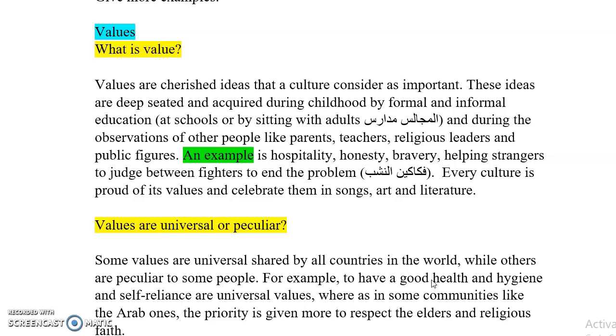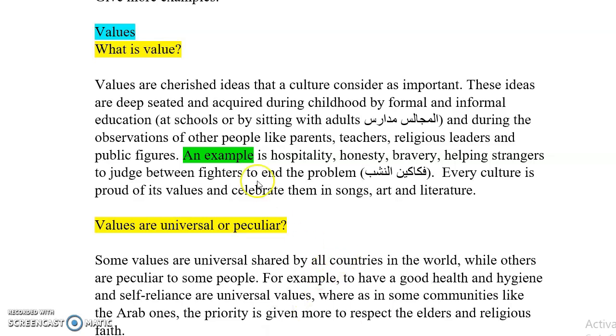These ideas are instilled and acquired during childhood by formal or informal education at schools or by sitting with adults, like when we say al-majalis, madaris, and through the observation of other people like parents, teachers, religious leaders, and public figures. So values are the ideas that we believe in, but they are not a part of our religion; they depend on some experiences of others or some educational background.